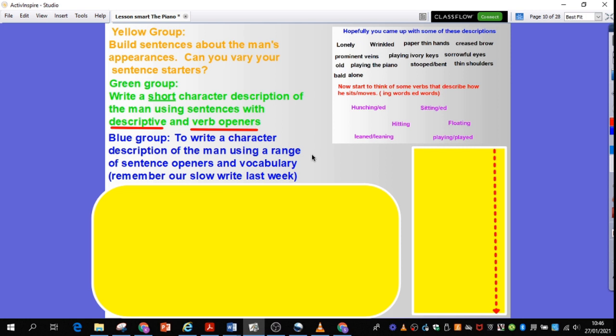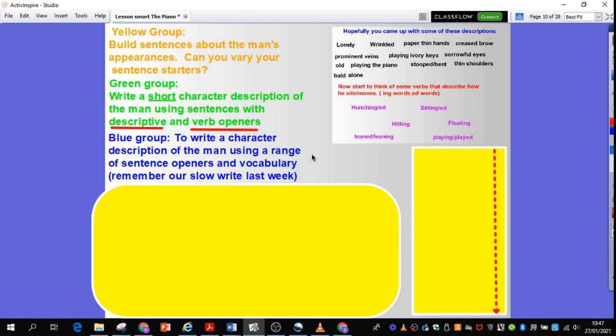Blue group, I want you to write a character description of the man using a range of sentence openers. Certainly there will be descriptive and verb openers within there, but what other ones can you get in? And look at your vocabulary as well and make the link between the man and the vocabulary. And remember our slow write from last week. That's for all of you actually, that's a really good prompt to help you vary your sentence openers.